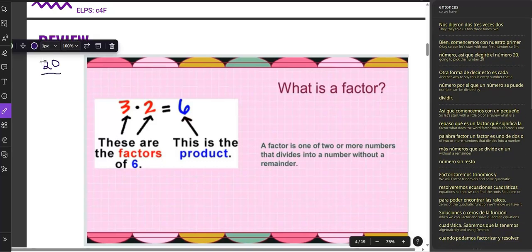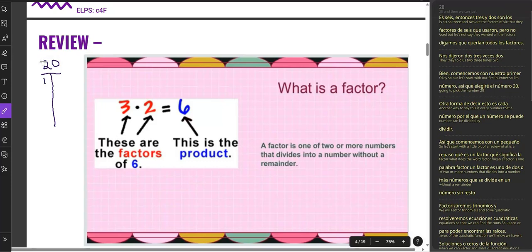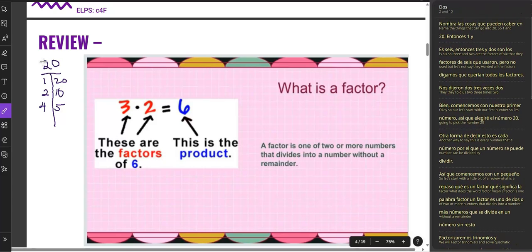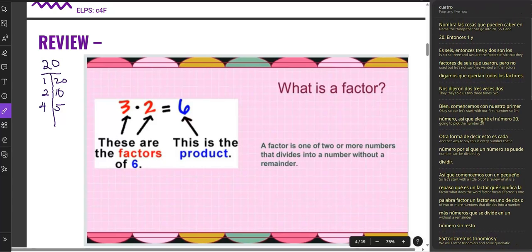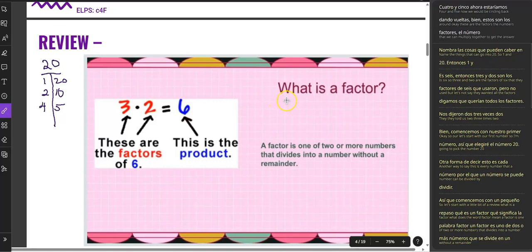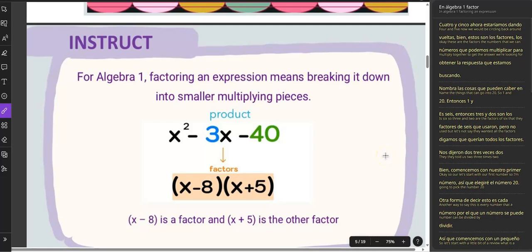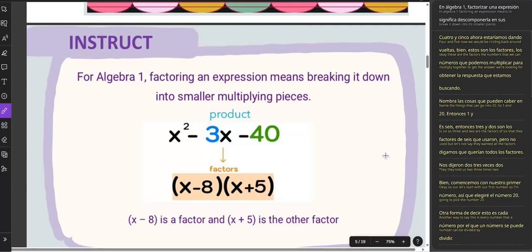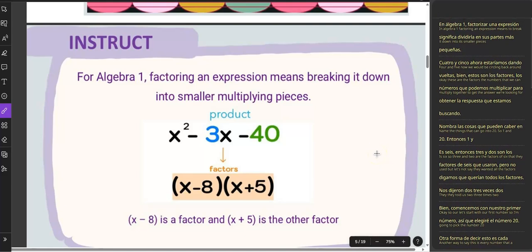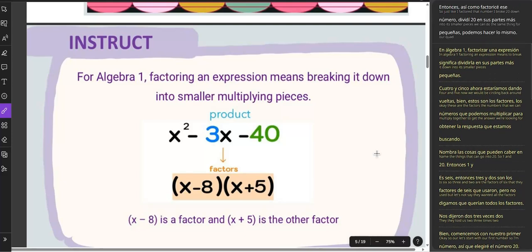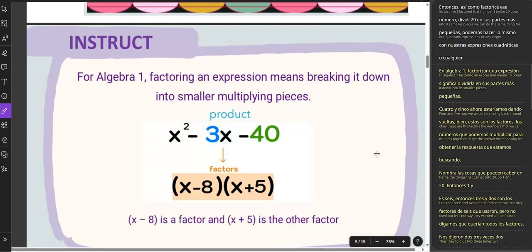So we have 20, and then we can just name the things that can go into 20. So 1 and 20, 2 and 10, 4 and 5. Now we would be circling back around. These are the factors, the numbers that we can multiply together to get the answer we're looking for. In Algebra 1, factoring an expression means to break it down into its smaller pieces. Just like I factored that number, I broke 20 down into its smaller pieces. We can do the same thing for our quadratic expressions or any larger expression most of the time.